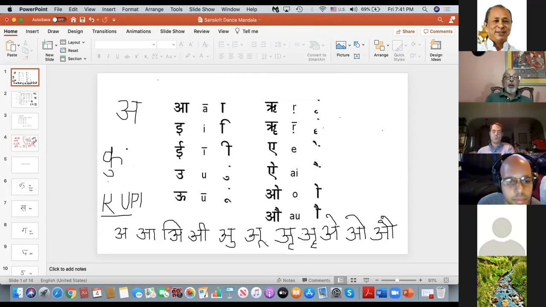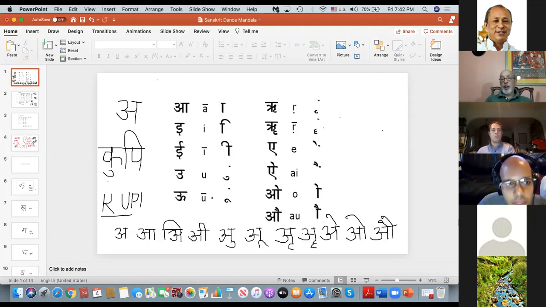You write pa first, and then the pillar and the roof. Okay. This is ku. This loop stands for u, right? But when it is written with a consonant, we use this symbol. This symbol is known as matra.